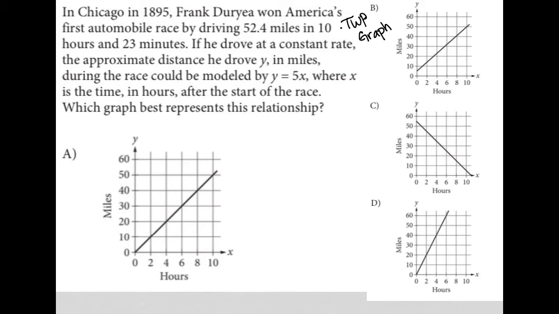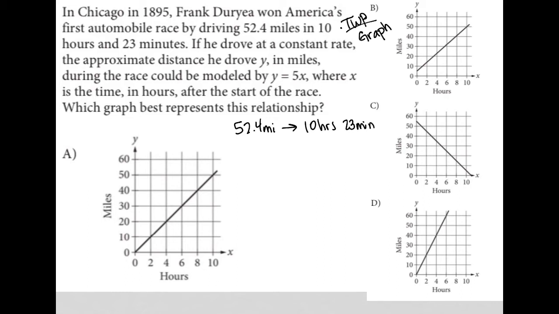So the first sentence here says, in Chicago in 1895, Frank Duryea won America's first automobile race by driving 52.4 miles in 10 hours and 23 minutes. So the strategy TWP tells me that if I see quantitative information, I should write it down. So 52.4 miles in, which I just use an arrow, 10 hours, 23 minutes.